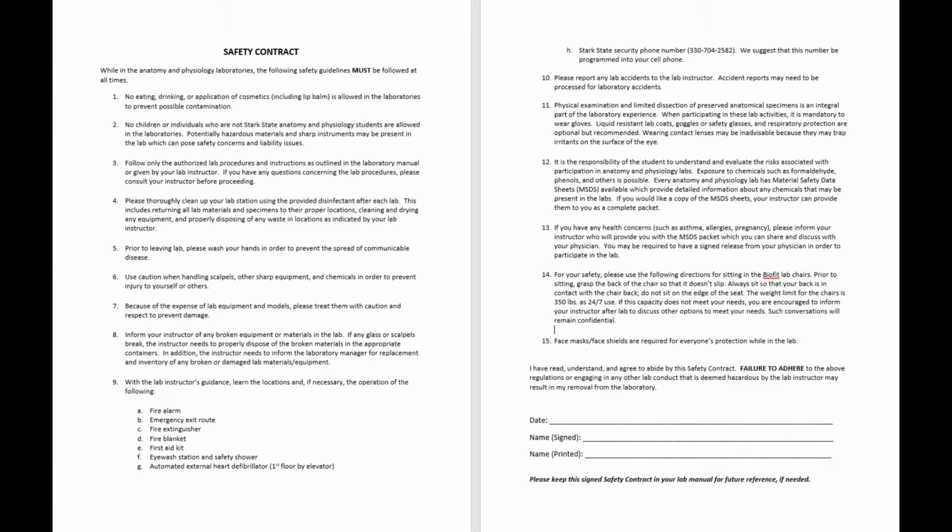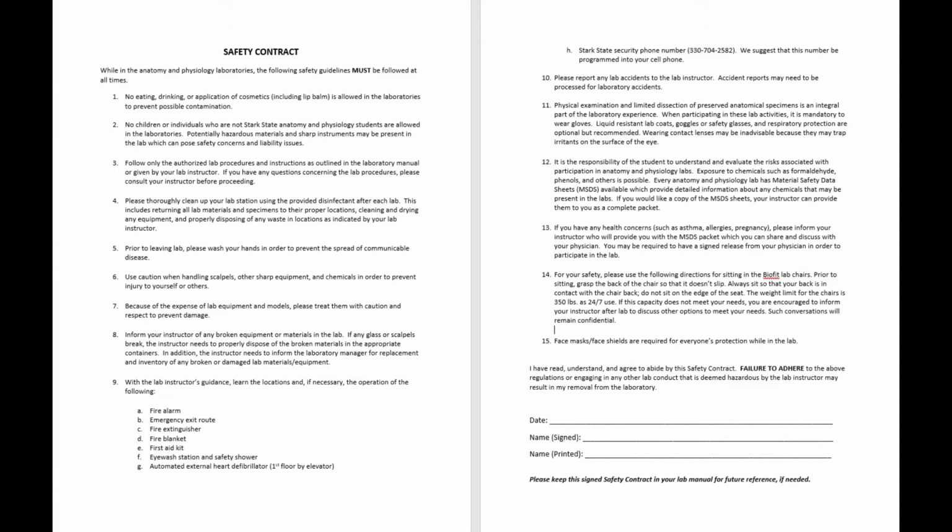8. Inform your instructor of any broken equipment or materials in the lab. If any glass or scalpels break, the instructor needs to properly dispose of the broken materials in the appropriate container. In addition, the instructor needs to inform the laboratory manager for replacement and inventory of any broken or damaged lab materials or equipment.